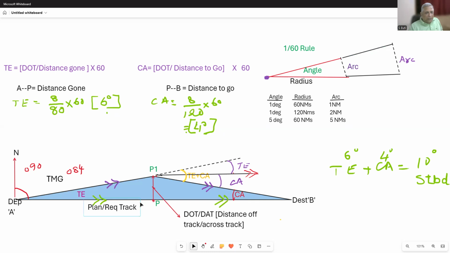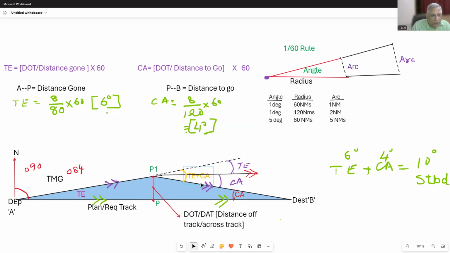After some time, the pilot finds that he should have been here as per his calculations, but he's actually at the point P1. That means from departure, he has flown towards P1 and that becomes his track made good. Now from here, I must turn right. If I do not turn, I will continue going further away from my track. Luck will not bring you back to the track. So you have to put in the effort. And what do I do? I have to turn right.